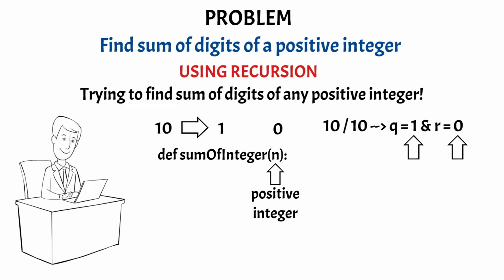Now let us take one more example. Say, for example, if we want to fetch the digits of the number 54, then we can simply divide it by 10. If we divide 54 by 10, then as you can see, we get the quotient as 5 and the remainder as 4. So again we have fetched all the digits of this particular integer.